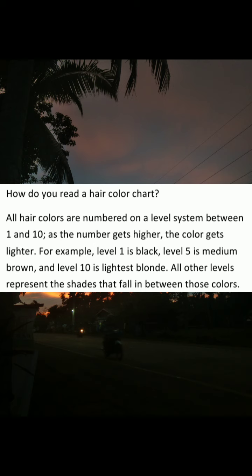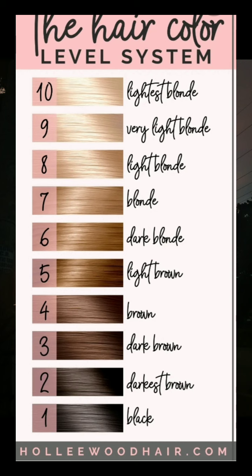So level 1 is very dark, up to level 10, the highest and lightest colors, like blonde hair. So here is the example of hair color levels. First the darkest, then up to level 10, which is the lightest. This is according to hollywoodhair.com.